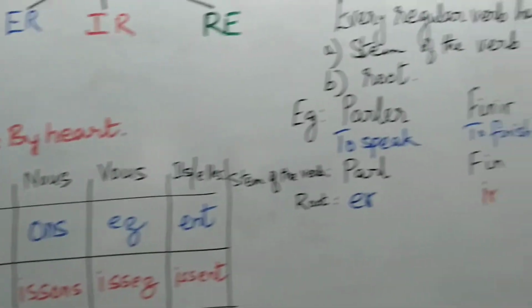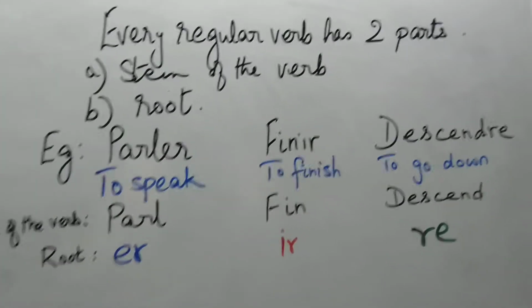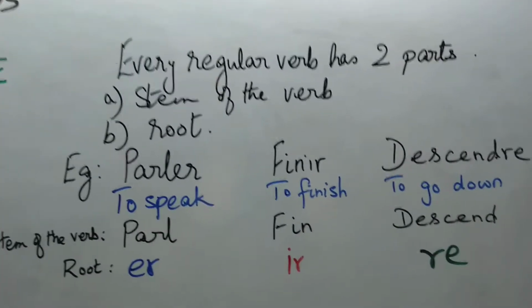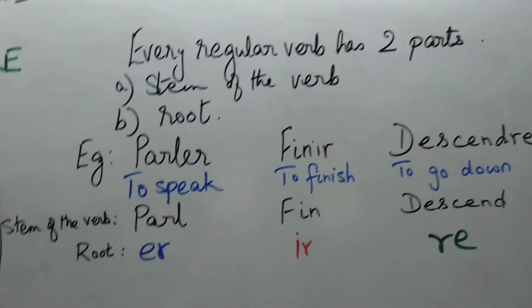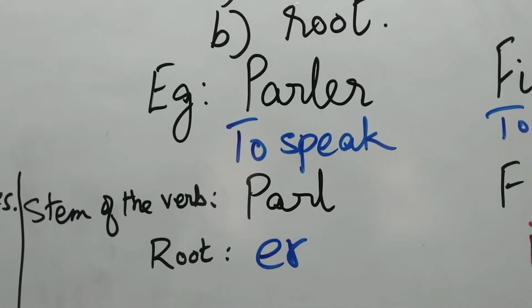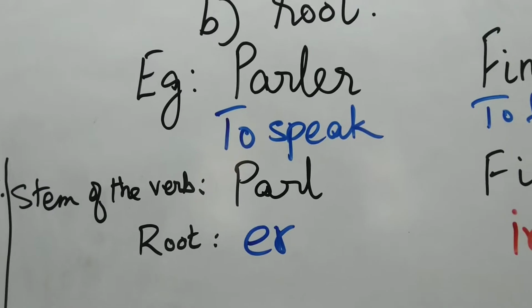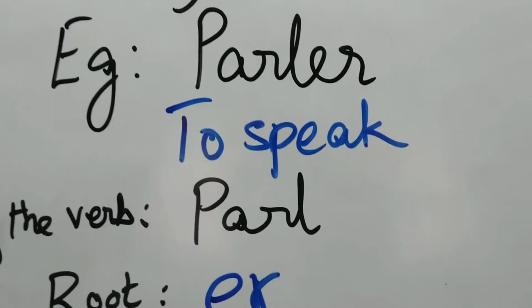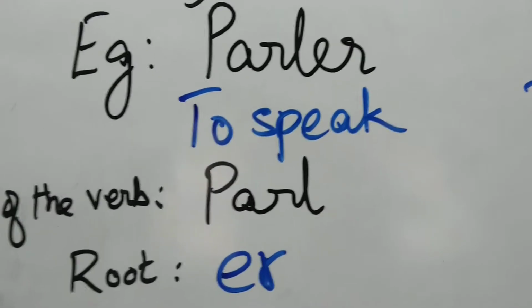Every regular verb, I have already told you this, has two parts: the stem of the verb and the root of the verb. For example, if we take the regular ER verb parler, which means to speak, PARL is the stem and ER is the root. Normally, the last two alphabets of the full verb will form the root of the verb.